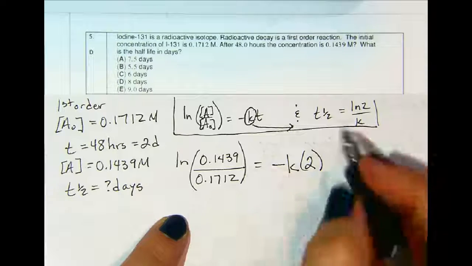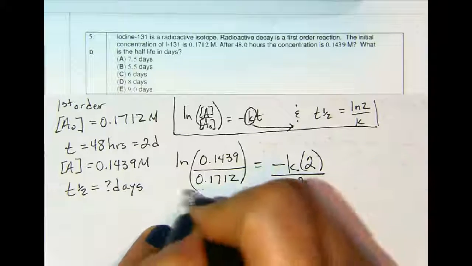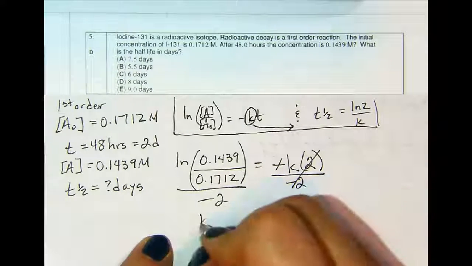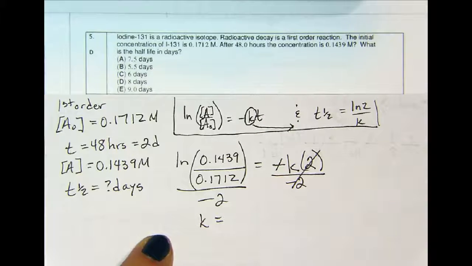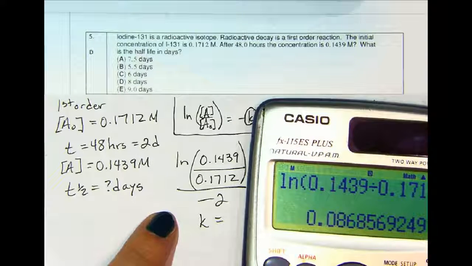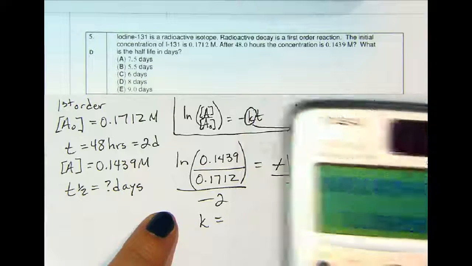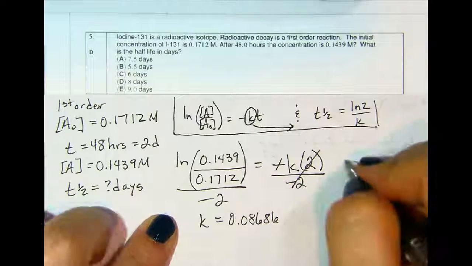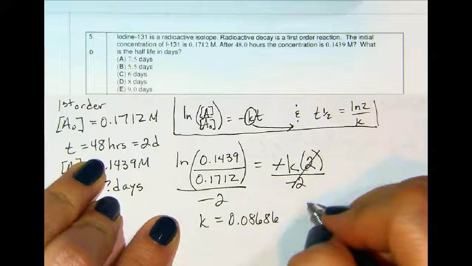And so I'll go ahead and divide both sides by negative 2, and what that'll give me is K equals, put it in our calculator, the natural log of 0.1439 divided by 0.1712, close parenthesis, and all that is divided by negative 2. We get a K of 0.08686, and now I can plug that into my half-life equation.